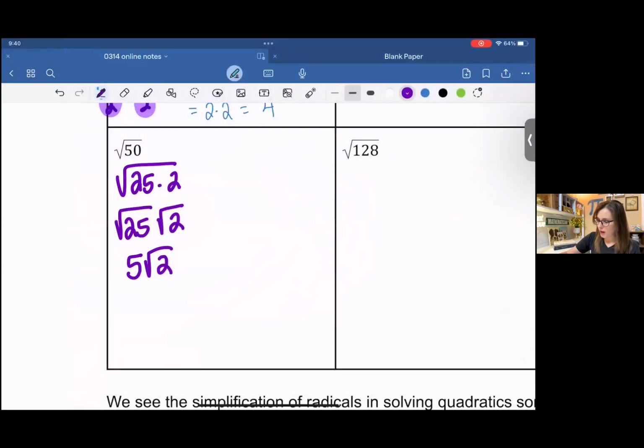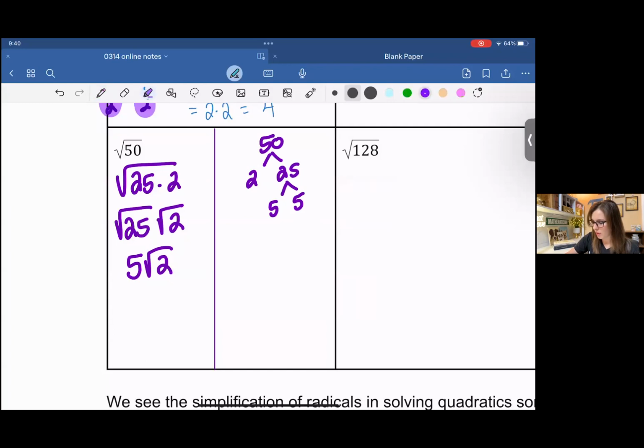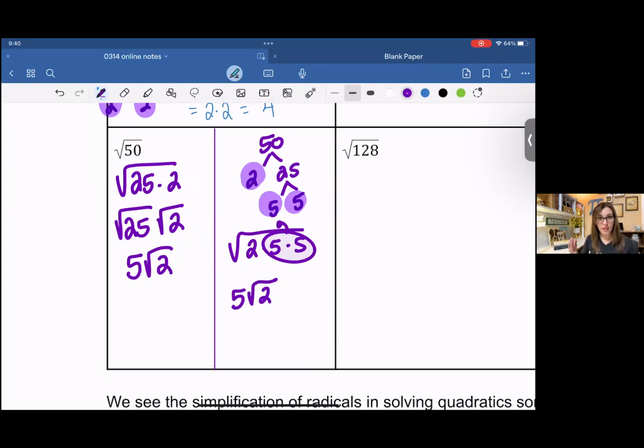Now, if you were going to do the factor tree instead, then you would have 50. You can break it up into 2 times 25, 5 times 5. So I've got my primes. That's 2 times 5 times 5. We have a pair here. So 1 gets to come out. The 2 does not have a pair. So it does not get to come out. And that's it. You're done.